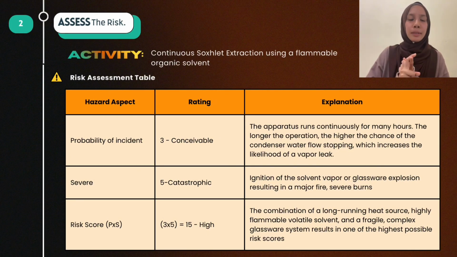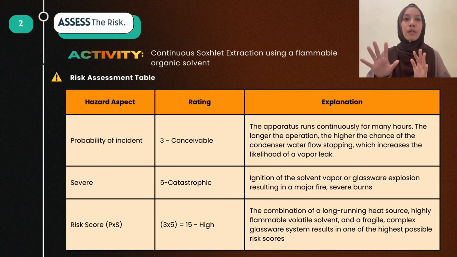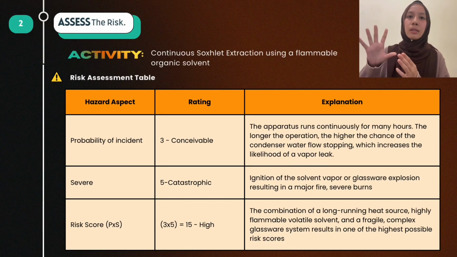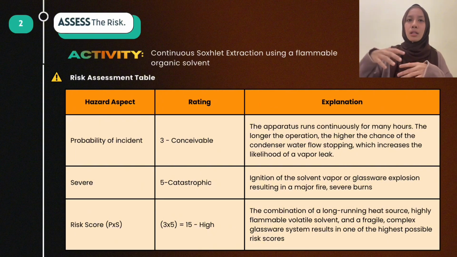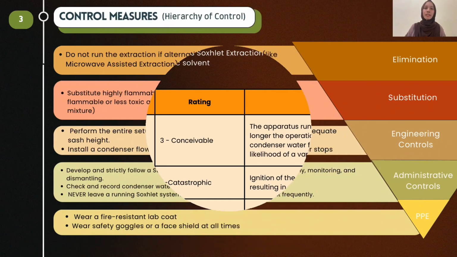Combining together the probability and the severity, we will get the value of 15, which is considered high. For me, it is logical because the Soxhlet apparatus will be running for a long period of time. And then we will also use a highly flammable solvent. Not to mention that the apparatus is also very fragile. So I guess it is one of the highest risks.